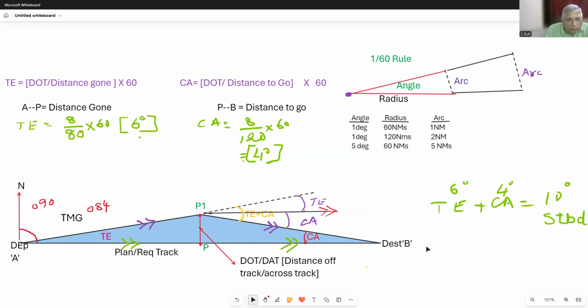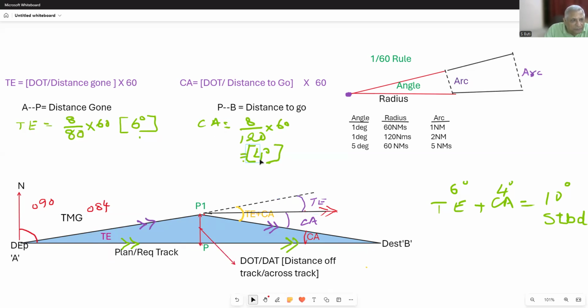Now, if your distance gone and distance to go are also the same, that you want to join in at this point, this is 80, you want to rejoin after 80 nautical miles, then track error and closing angle will be equal. Then I'll turn right by double the track error. This is 80, this is 80, this is 6, this angle will also be 6. If this distance is more or less than the distance gone, then I find out the closing angle.